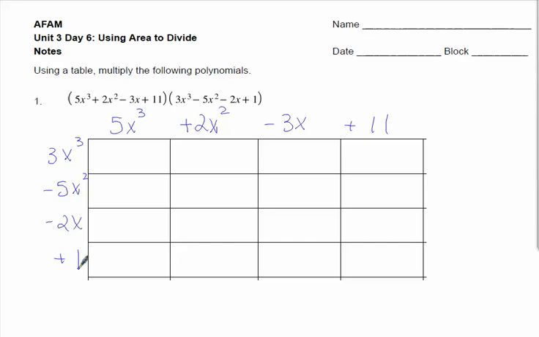applies. 5x cubed times 3x cubed is 15x to the 6th power. And I just multiply all the way down or all the way over, whichever way I want to do it. 6x to the 5th, negative 9x to the 4th, and 33x cubed.